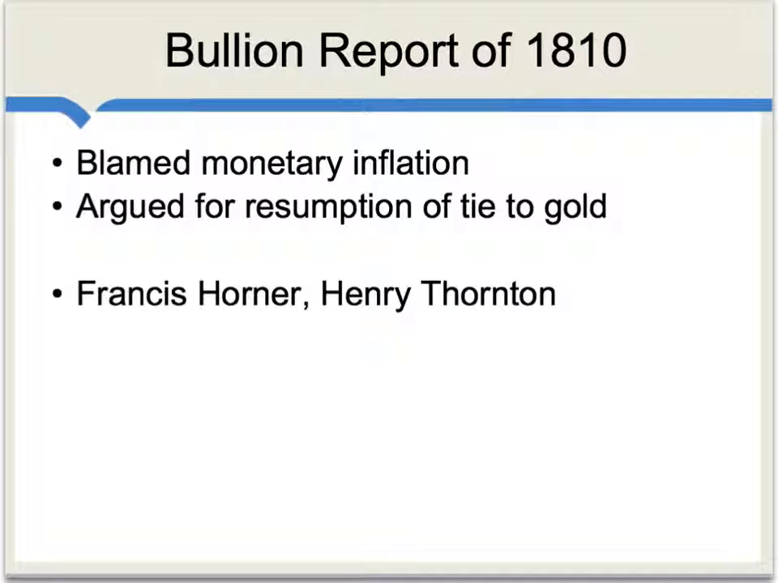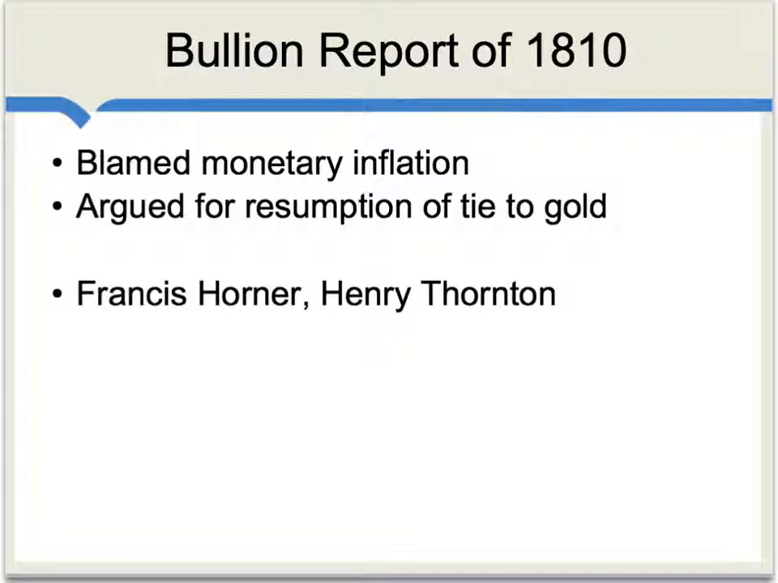Perhaps the central event of the bullion debates was the publication of the Bullion Report in 1810. This was commissioned by the government, and basically it blamed the high prices on increases in the supply of paper money, putting forward a very definite version of the quantity theory of money. The report also argued for an eventual resumption of the tie to gold for the British pound. Two of the better-known authors behind this report were Francis Horner and Henry Thornton.